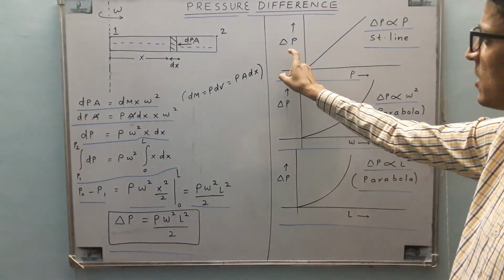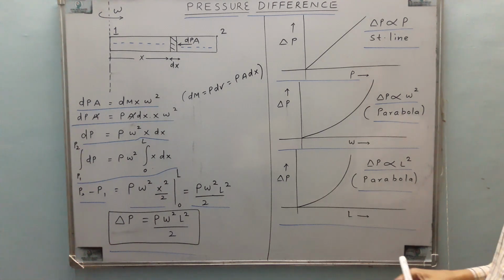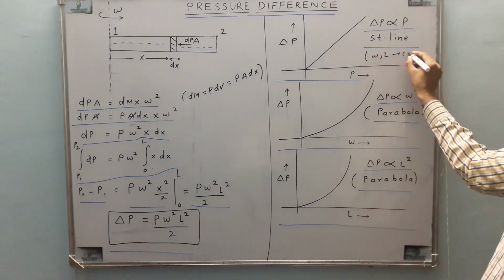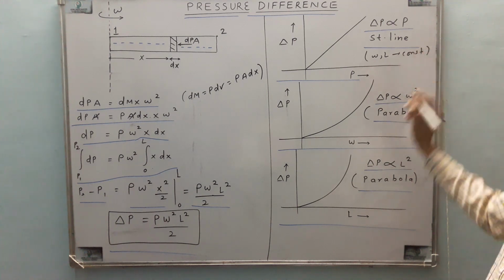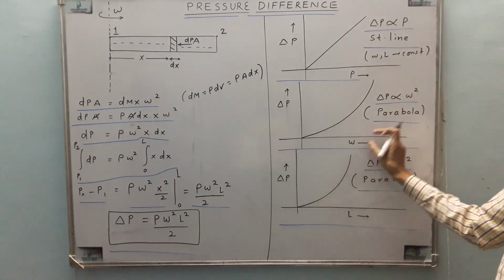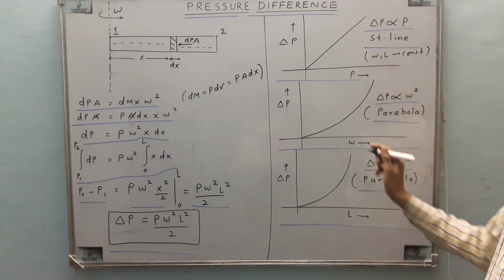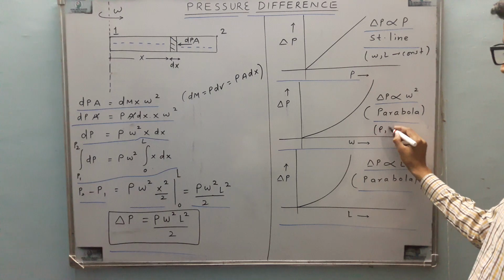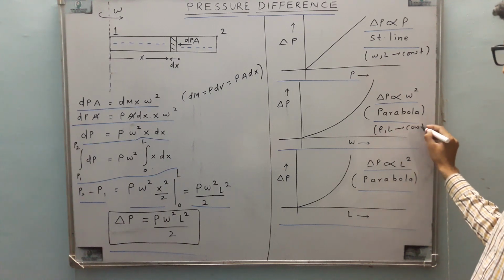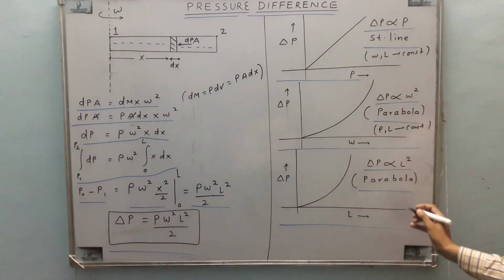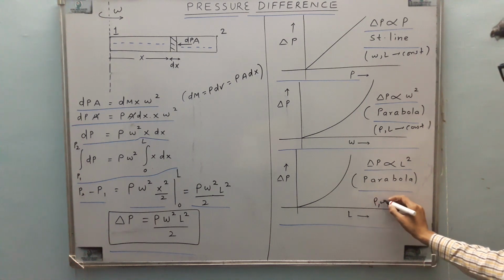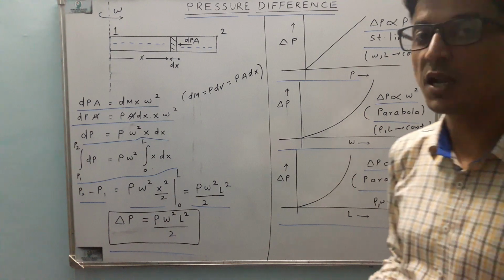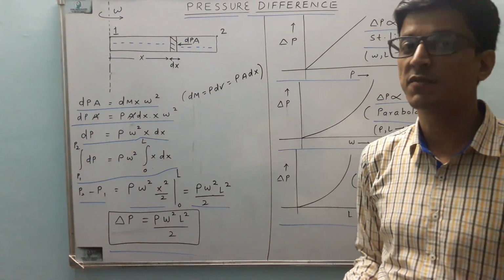The first thing is the graph between delta P and rho will be a straight line. Here we have assumed that omega and L are constant. Similarly, the graph between delta P and omega will be a parabola because it's proportional to omega square. Here we have assumed that rho and L are constant. Similarly, the graph between delta P and L will also be a parabola. Here we have assumed that rho and omega are constant. So in this way we can derive it, and we can also analyze them graphically.